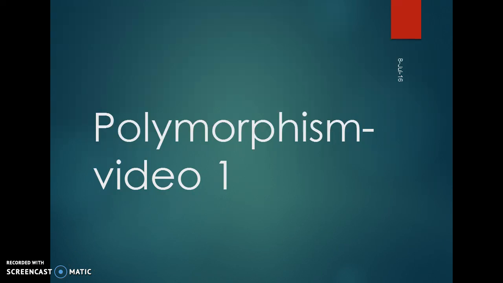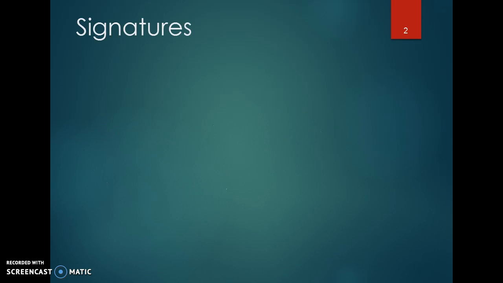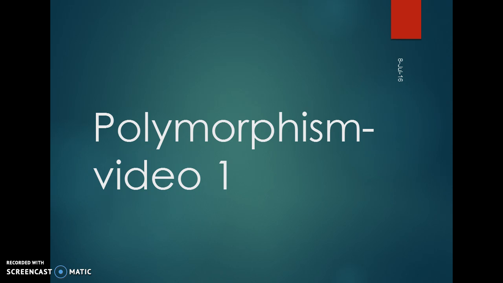Good day everyone. Today we are going to discuss polymorphism. Poly, as the name suggests, means many and morph means form. So polymorphism is all about many forms of a function.